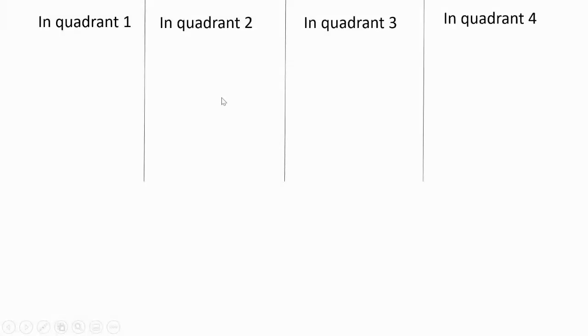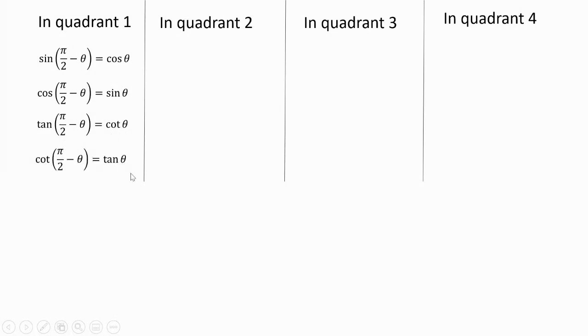Okay, now let's relate that to each of these cofunction identities. Here's what this means. In quadrant 1, the sine of pi over 2 minus theta is just equal to the cosine of theta. We talked about that. That was on the very first page. In quadrant 1, the cosine of pi over 2 minus theta is equal to the sine of theta. We talked about that on the first page as well. Nothing new there. The tan was equal to the cotangent, and the cotangent was equal to the tangent. So that's all repeating the stuff that we did from the first page. Nothing new there. Well, look at what happens in quadrant 2.